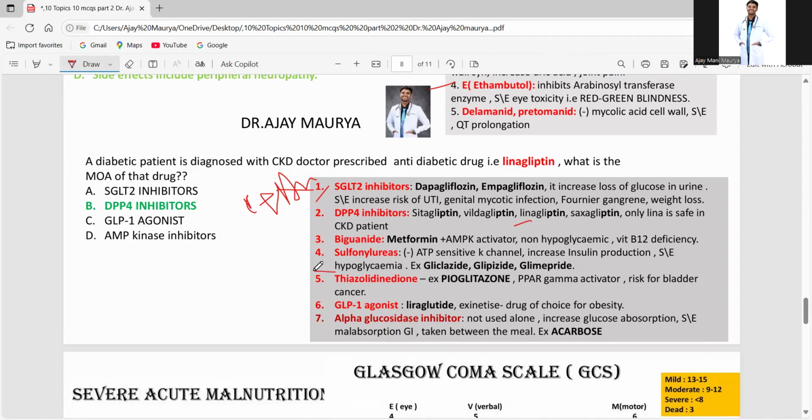Thiazolidinedione. The example is pioglitazone. These are PPAR gamma activators, with a risk of bladder cancer. Just remember this, guys.